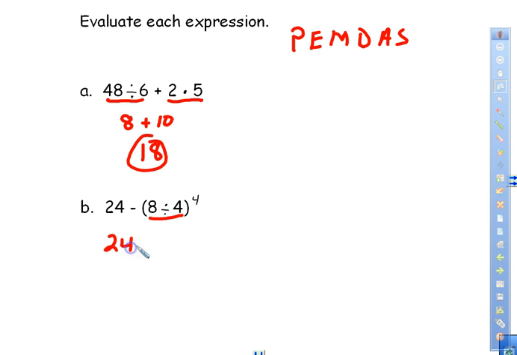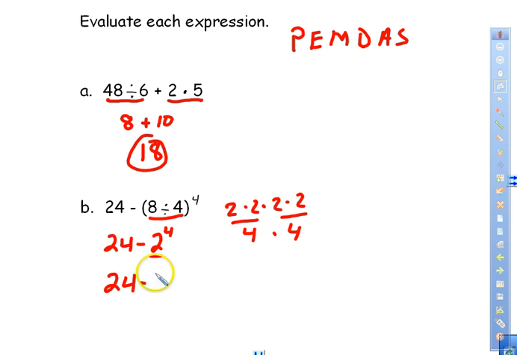So it's going to be 24 minus 8 divided by 4 is 2. Then we're going to put the exponent of 4 on here. And then the exponent is next. So 24 minus 2 to the 4th power. So 2 times 2 times 2 times 2. And we get, this is 4, that's 4, times that together, and we get 16. And now it's simply taking 24 minus the 16, and you get your answer of 8.